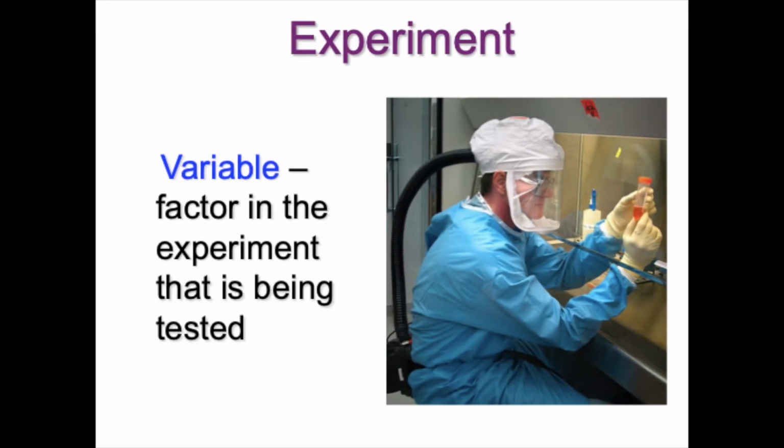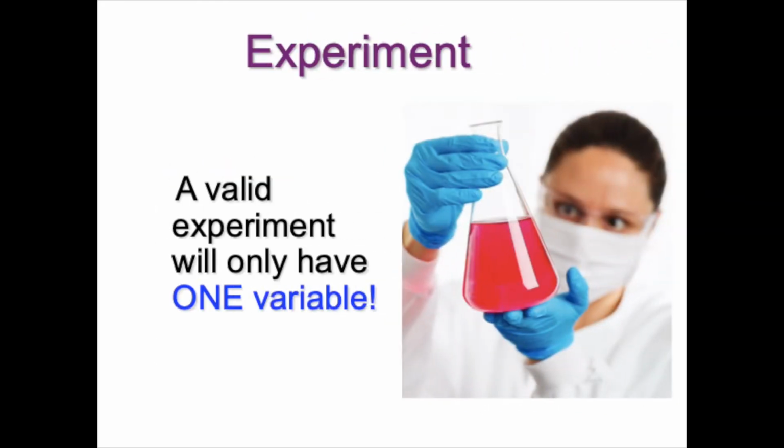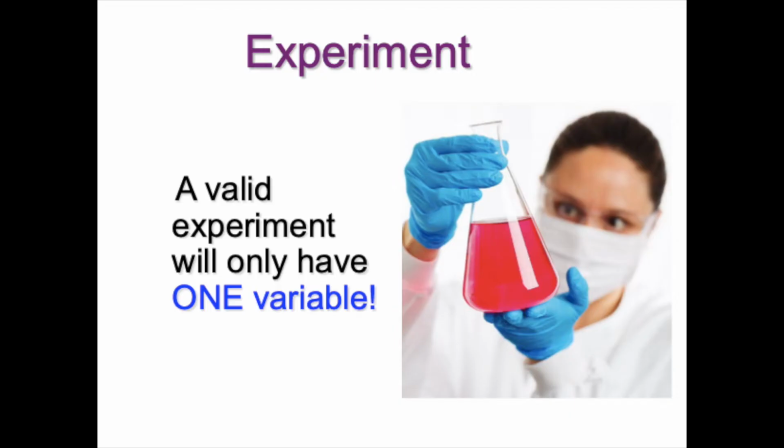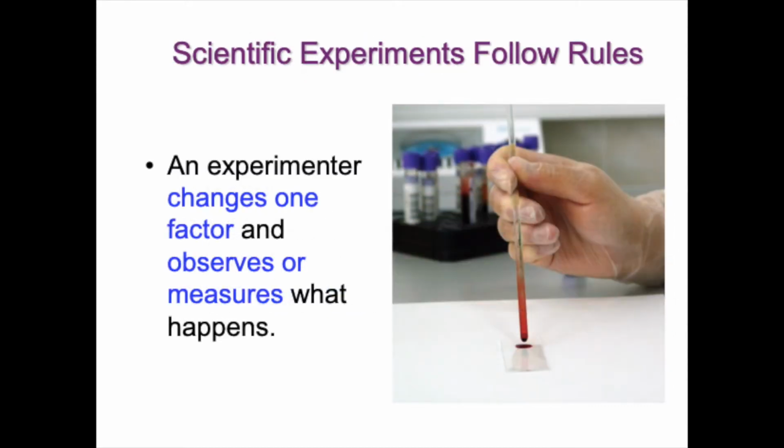Within the experiment, you're going to have a variable. This is going to be a factor within the experiment that's going to be tested. Now, in order to have a valid experiment, you're only going to test one variable at a time. If you test more than one variable, you're not going to know what's making the change within the experiment. An experimenter changes one factor and observes or measures what happens. They change one factor at a time. One variable will be changed at a time in order to observe and measure.